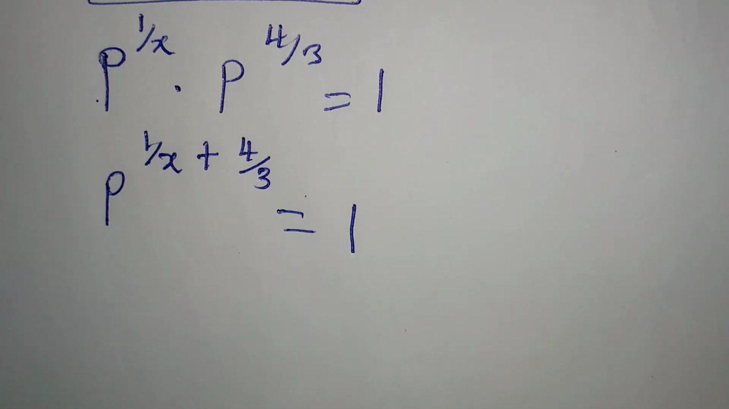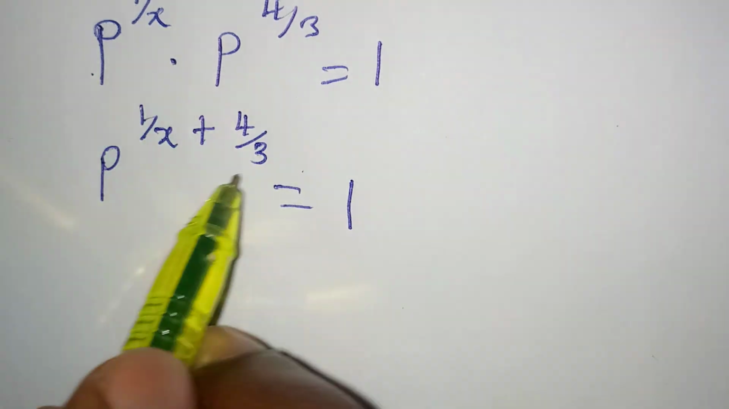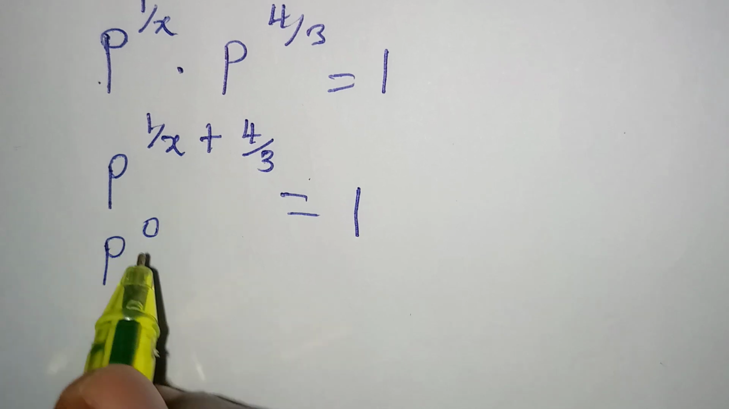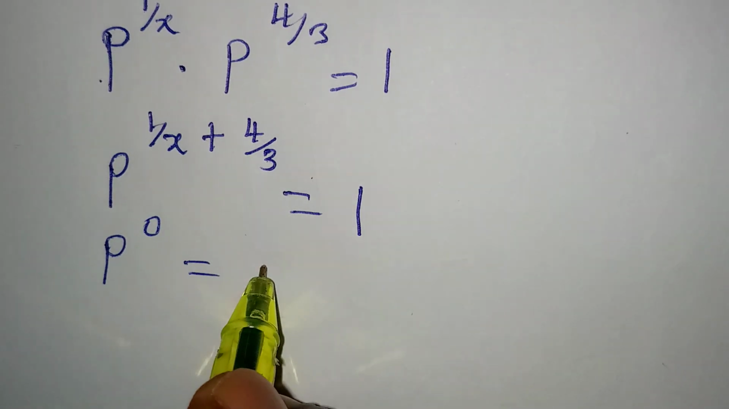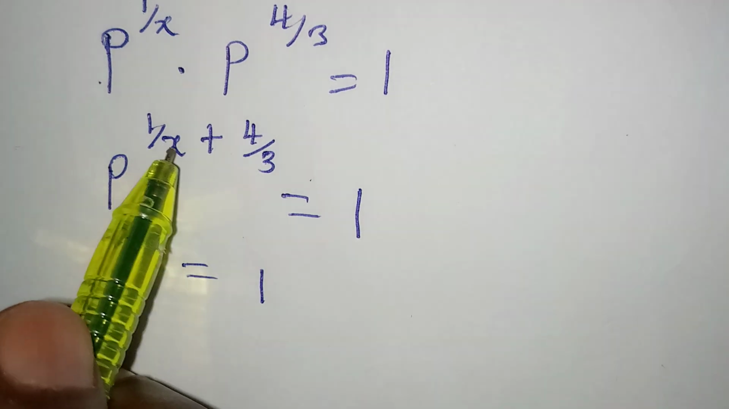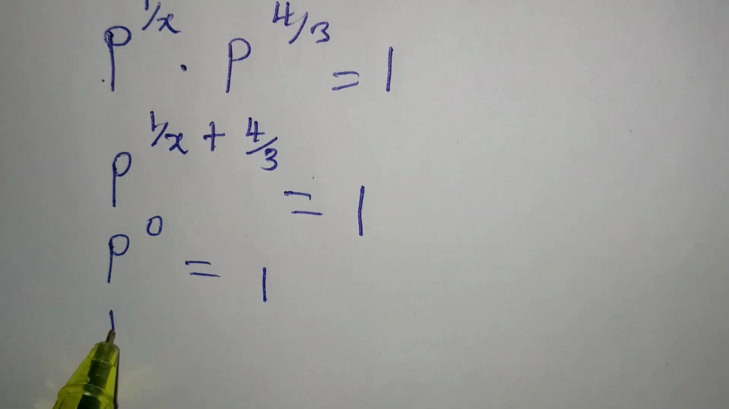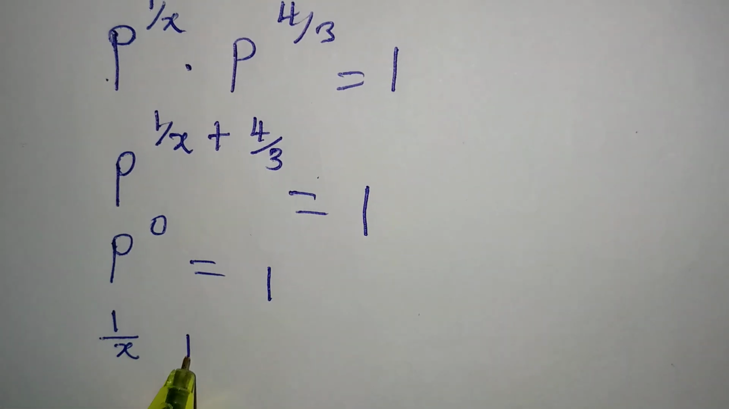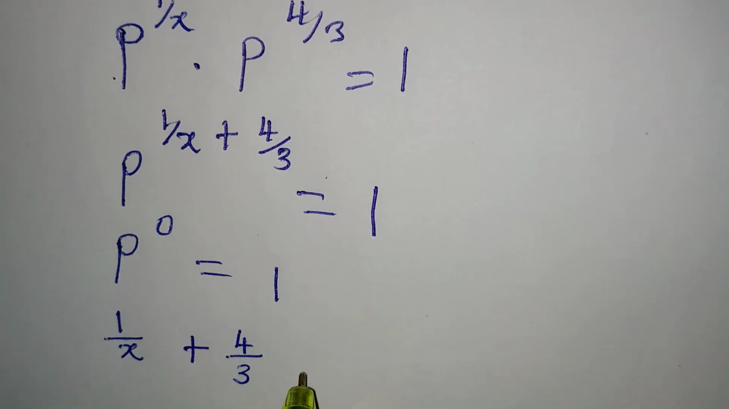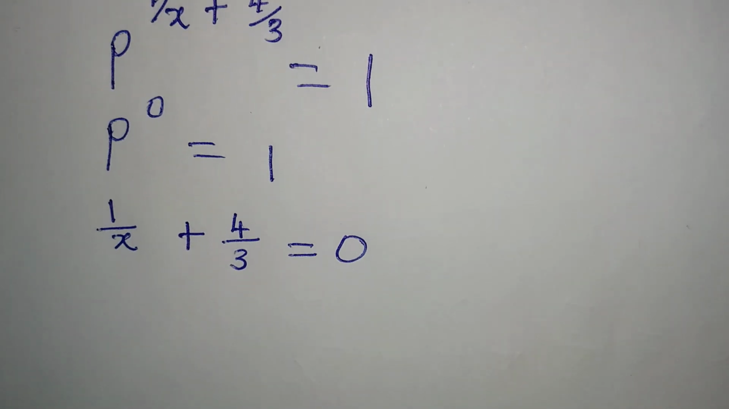But for P to this power to be equal to 1, it must be P to the power of 0, because P to the power of 0 is equal to 1. This is to say that this power here must be equal to 0 before we get 1. So 1 over x plus 4 over 3 must be equal to 0.